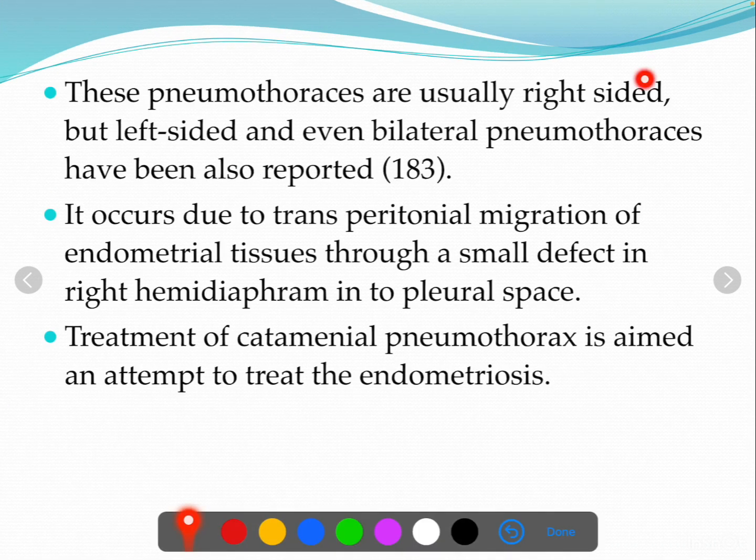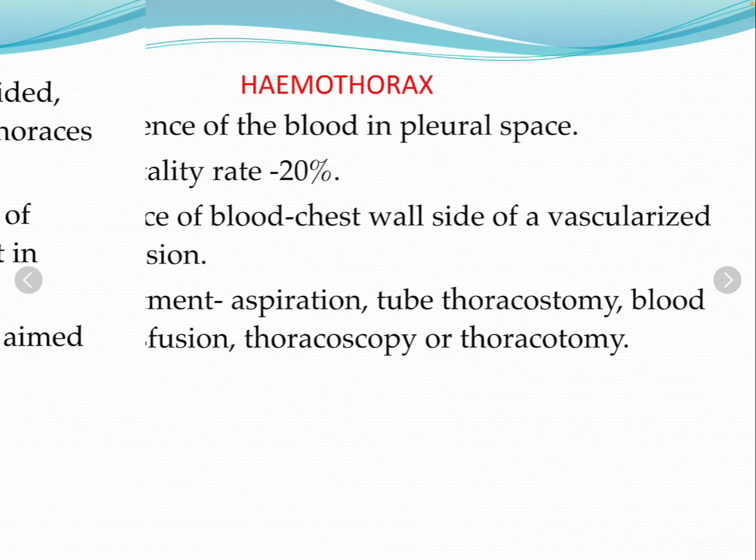These pneumothoraces are usually right-sided, but left-sided and even bilateral pneumothorax have been reported. It occurs due to transperitoneal migration of endometrial tissue through a small defect in the right hemidiaphragm into the pleural space. Treatment of catamenial pneumothorax is aimed at treating the endometriosis. If the patient has endometriosis, then we should treat the endometriosis, and it will automatically treat the catamenial pneumothorax.